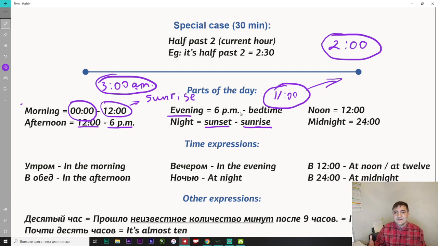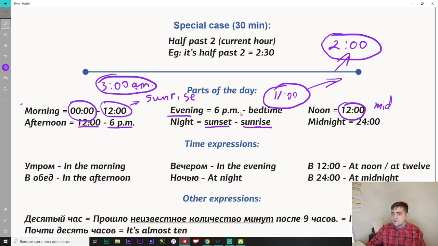It's not a good idea to call anyone at this time, even in the morning. It's called early morning, 6 o'clock. It's very early. So anyways, if you are talking about this time, it's usually morning, but sometimes you can relate this to night, okay? It's also possible.